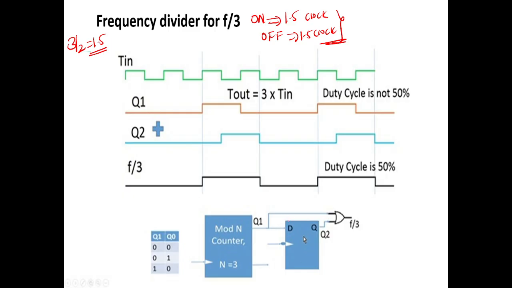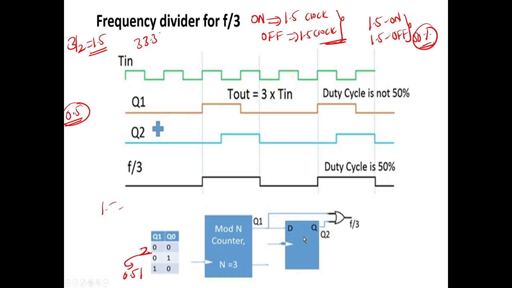If I use this negative edge trigger D flip flop, I can alter the frequency by how much? 0.5. Here 2 is there, now here 1 is there. So from this I can alter by 0.5, so that this will be on for 1.5 and off for 1.5. So that I will get a 50% duty cycle. My main aim is to convert the 33.33% duty cycle to 50% duty cycle. For this, I am making that variation.